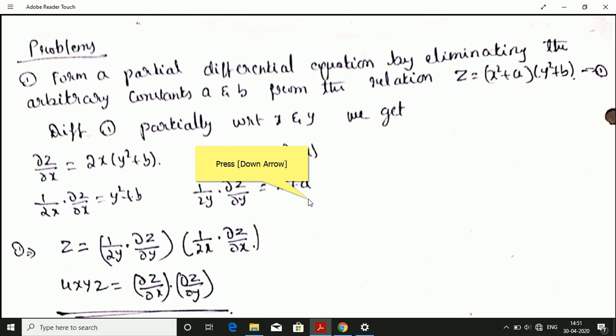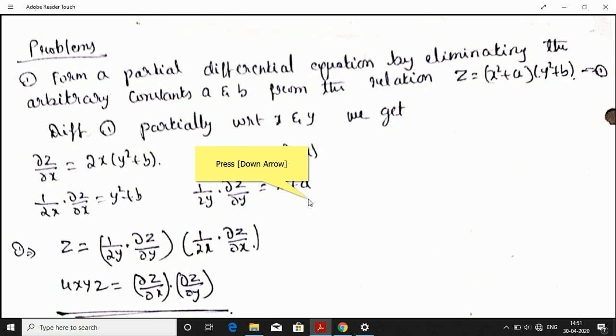Differentiate equation 1 partially with respect to x. Del z by del x is equal to, while differentiating with respect to x, y is constant, so y square plus b is constant, x square differentiation is 2x. Now differentiate equation 1 partially with respect to y. Del z by del y is equal to x square plus a constant, y square plus b differentiation is 2y.